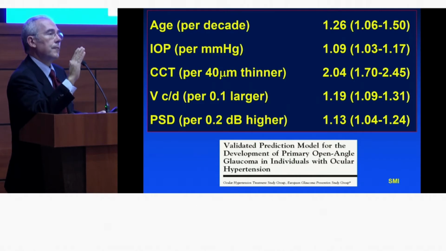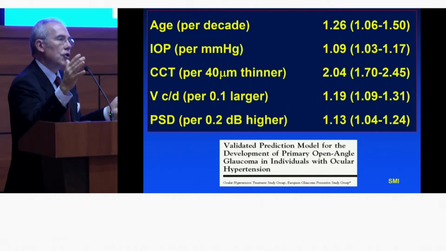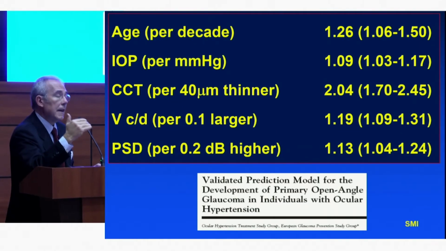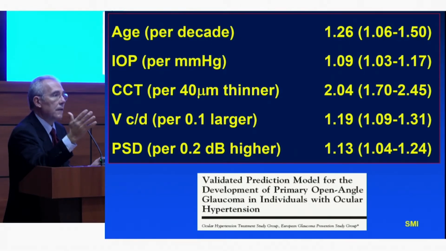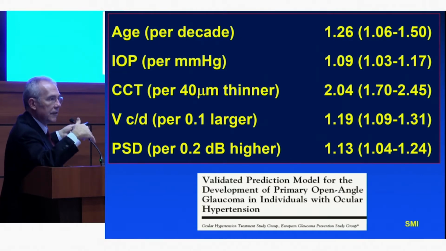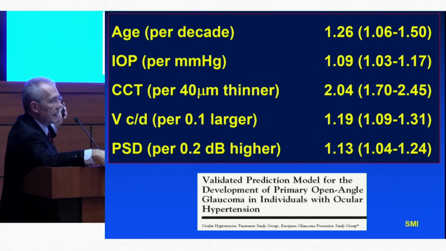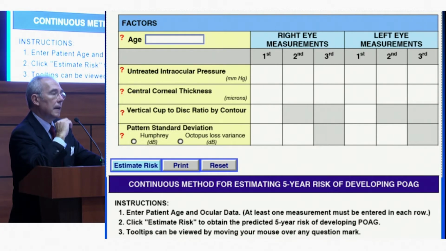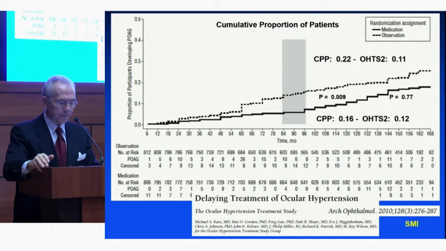And this helped us in joining the two studies and in producing a prediction model that could be really helpful in our daily practice using 5 parameters which are very easy to achieve: age, IOP at baseline, central cornea thickness, vertical cup-to-disc ratio that we can describe at the slit lamp, and the pattern standard deviation of the Humphrey visual field. And just using a calculator like this, it is possible to estimate the risk of each single patient to develop glaucoma over a follow-up of 5 years.